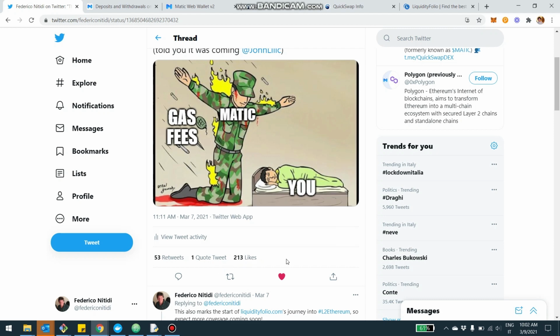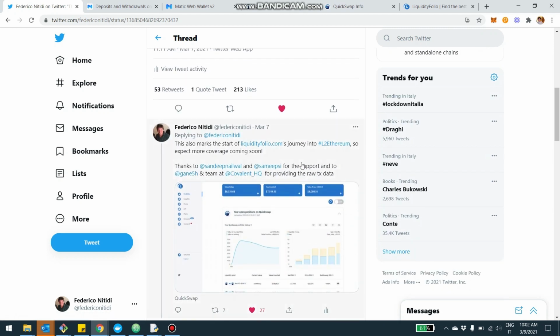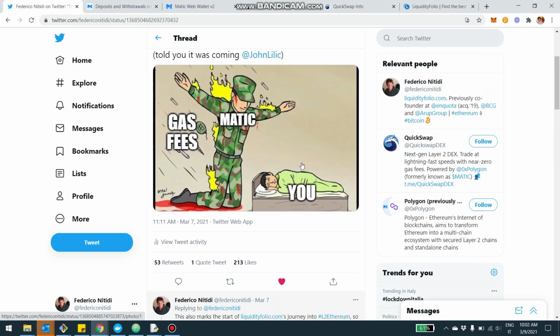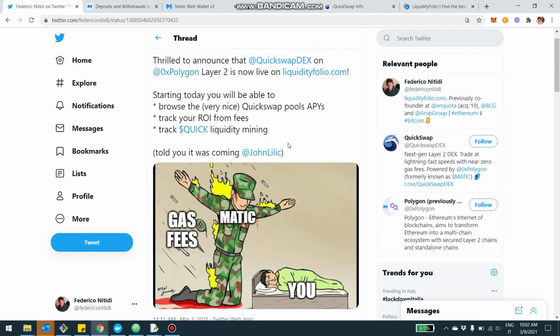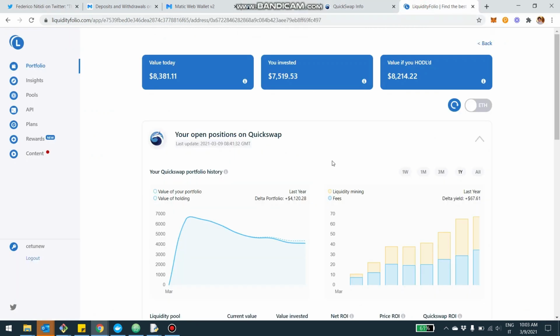I know you guys like the concept of having the opportunity to invest in the pools in layer 2 and track them with Liquidityfolio. So what I want to do today is really give you some context of what Matic is, how to use it, how to provide liquidity to the exchange called Quickswap, and then how to track your investment in Quickswap with liquidityfolio.com.